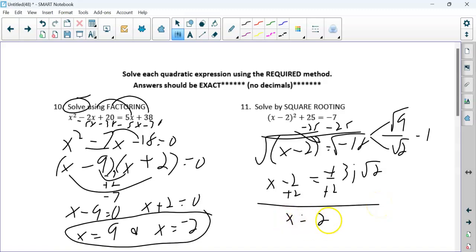x equals 2 plus or minus 3i root 2. The 2 does not go on the right side at all. It does not join the 3i. It's not plus or minus whatever. It's 2 plus or minus 3i root 2.